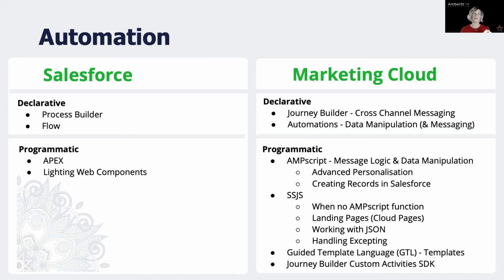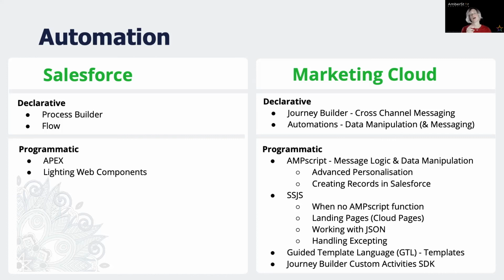And then programmatically, we've talked about this briefly. From a programmatic point of view, and a logic point of view, you would use Apex or Lightning Web Components in Salesforce Core, whereas within Marketing Cloud, you would use AmpScript, SSJS, which is server-side JavaScript, GTL, the guided template language, and also you have the ability to create custom activities within Journey Builder.